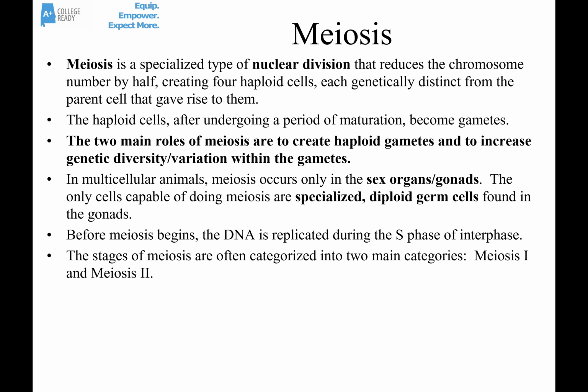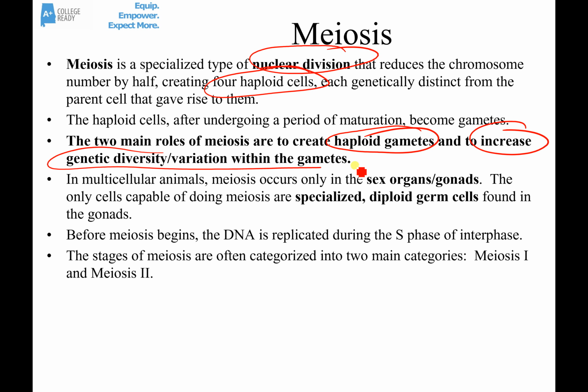So now let's talk about meiosis. Meiosis is a specialized type of nuclear division that reduces the chromosome number in half. From each diploid germ cell, the cells that undergo meiosis, typically 4 haploid sex cells or gametes are created. Each of those gametes is genetically distinct from the germ cell that it came from. The two roles of meiosis are to create the haploid gametes, the sex cells, and to increase the amount of genetic diversity and variation found within those gametes.